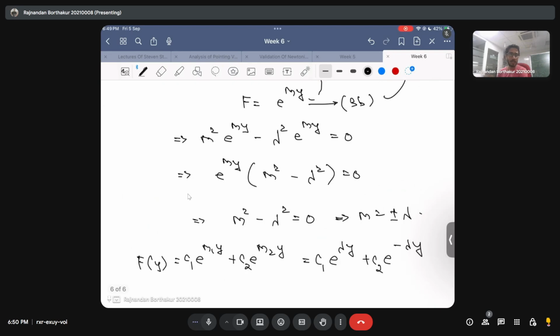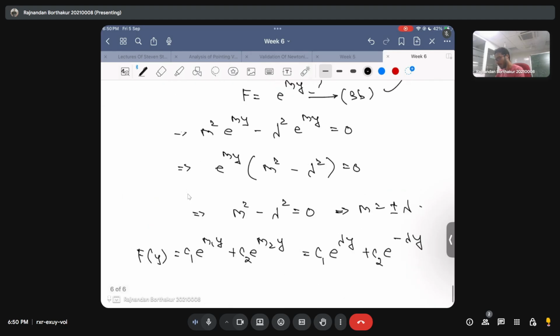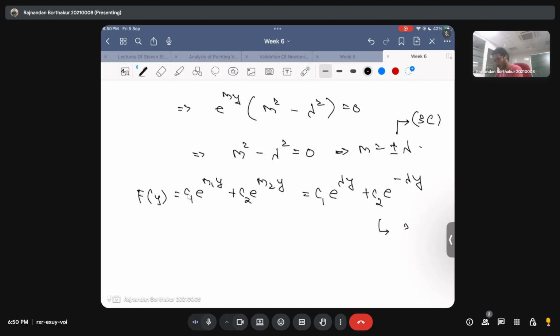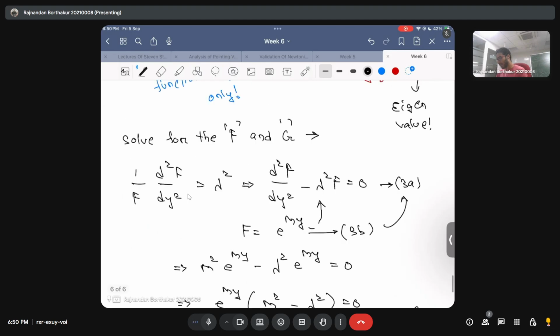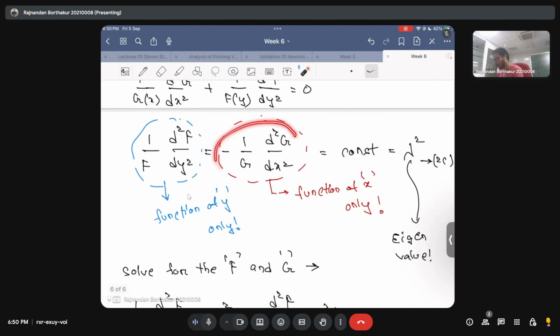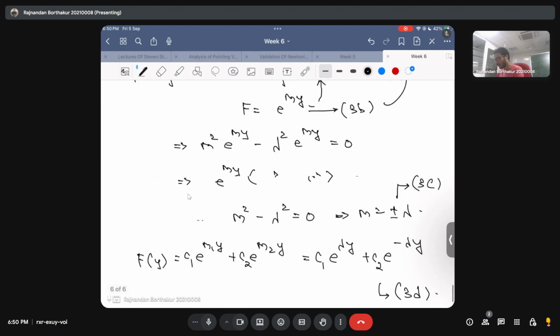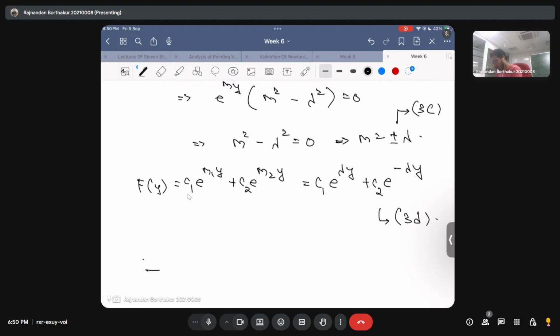Still, remember we need to evaluate the constants C1 and C2, which we will be doing very shortly. Maybe I name this as equation 3c, and this as equation 3d. Let's quickly solve for g as well, because we know that minus 1 by g times d2g by dx2 is equal to lambda squared as well. Then you assume the same form of solution for g, because it's the same form of equation.